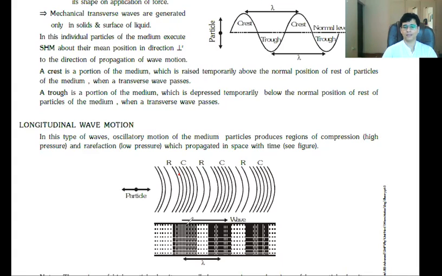I can say this is the same thing. The distance between any two consecutive points, either compressions or rarefactions, will be a wavelength. As simple as that, the definition will not change. So if you talk about these two points, the distance between these two points will be a wavelength, right? Clear, everyone? Anyone have any issue in this?